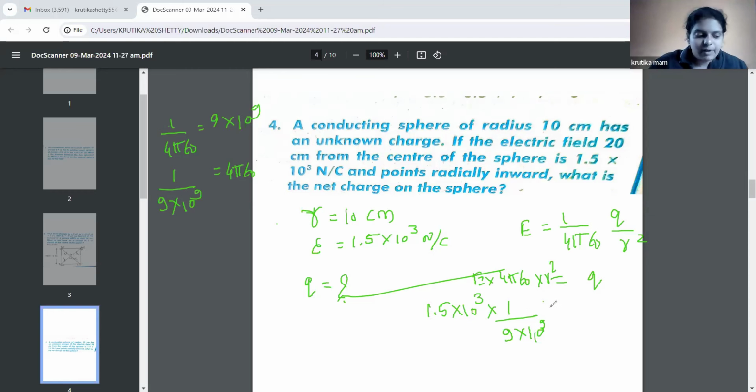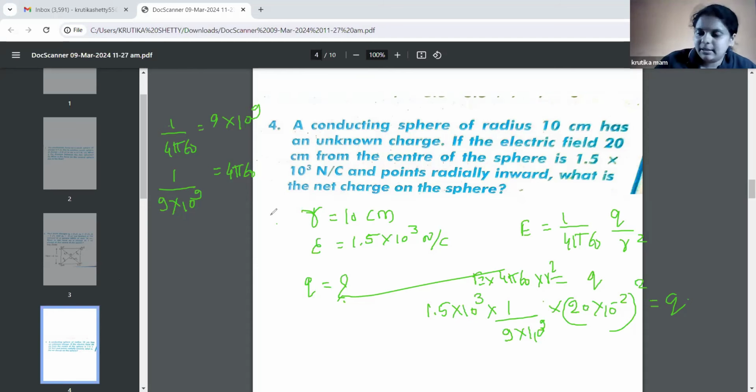Then the value of R. The value of R is 20 centimeter from the center. So 20 centimeter means 20 into 10 raised to minus 2 meter. Its square is equal to Q. You can simplify this one. If anyone has not understood something here, you can ask.